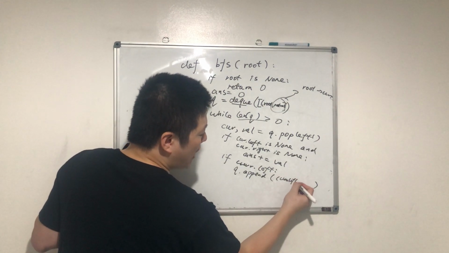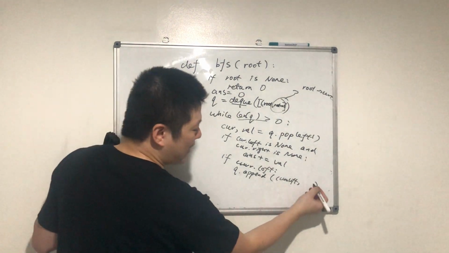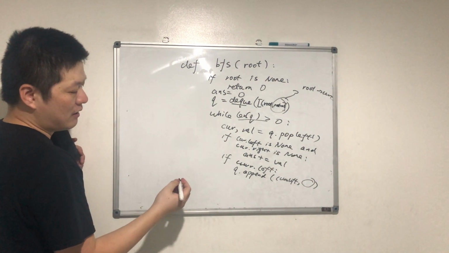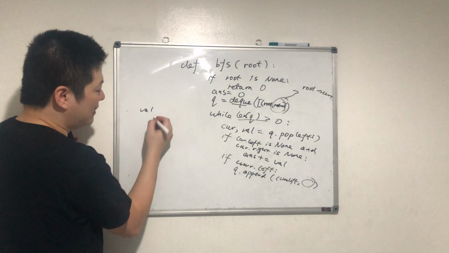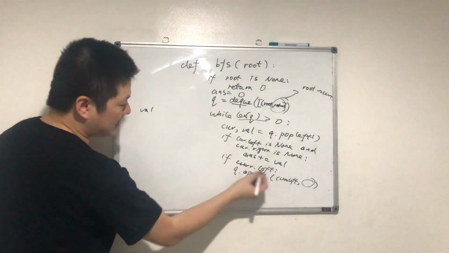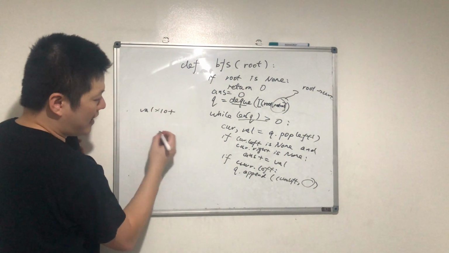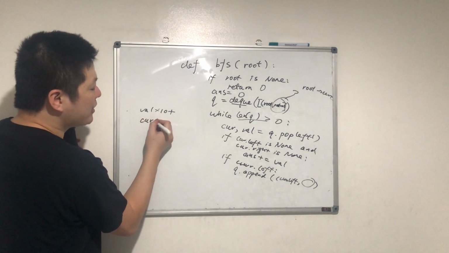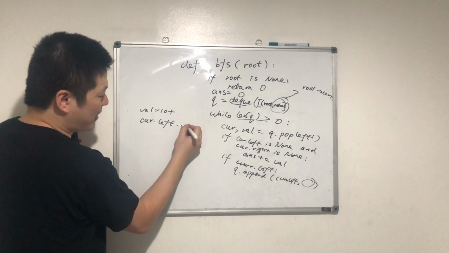Current. And then value. What's the value? This is the value, and this is the previous value. And then times 10 add what? Current value. Current dot left value, because we're talking about the left.